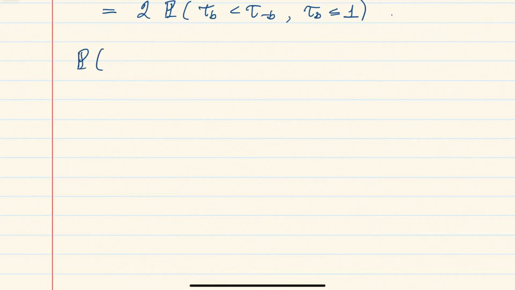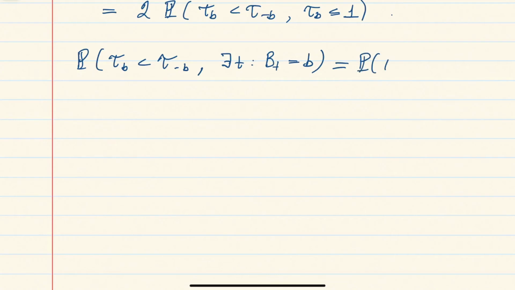This is the probability that you hit b before minus b, and then the fact that this occurs before time 1, I will simply write as follows: there exists some time t up to 1 such that the process at that time is equal to b. We can also write this as the probability that tau_b is strictly less than tau_{-b} intersected with the event A1, where in this proof we'll consider the following sequence of events.